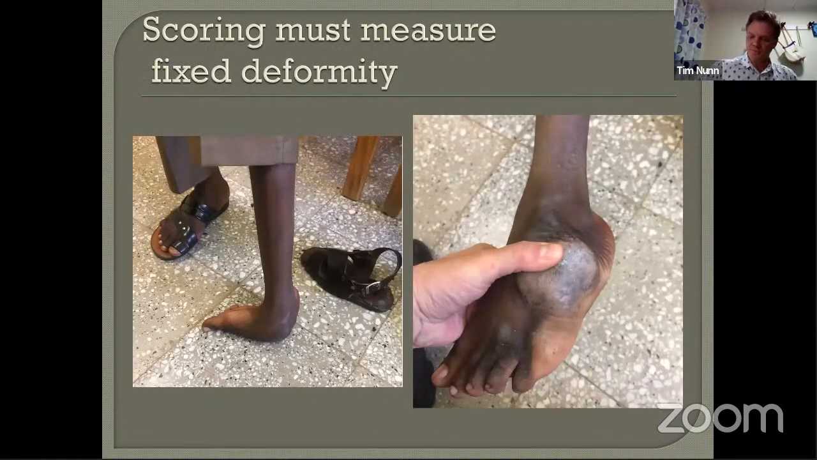In addition, we wanted to see what the amount of deformity was after some correction. You can see here, this lad on his left foot has significant standing deformity, but is in fact very flexible. So what we wanted was a scoring system that looked at fixed deformity.